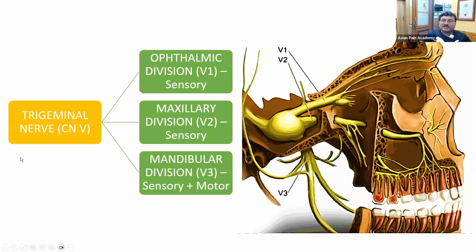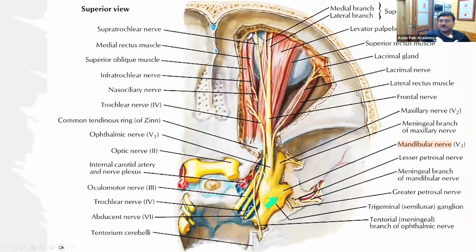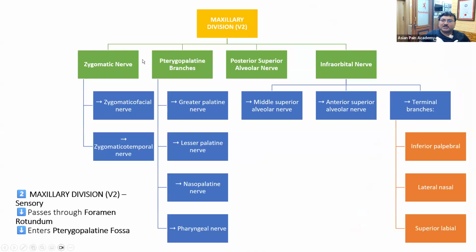So if you look at the trigeminal nerve dividing into its first three branches, then the ophthalmic division again divides into three branches: frontal, lacrimal, nasociliary; frontal dividing into supraorbital and supratrochlear; lacrimal supplying the lacrimal gland and a portion of the upper eyelid. The nasociliary branch gives the long ciliary, posterior ethmoidal, anterior ethmoidal, and the infratrochlear nerve. So these are the branches from the ophthalmic division.